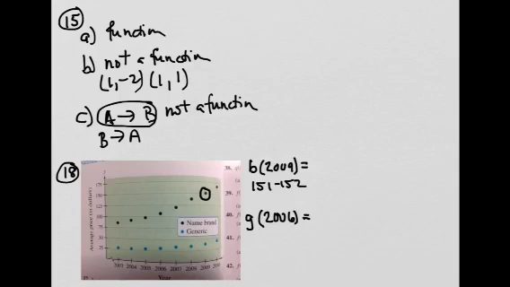G of 2006, we're looking at the blue dots. That's the generic graph, the graph with the generic data. And we're going to look at 2006, which is this one right here. Reading across, it's past 25 definitely. So I would say anywhere between 30, 31, around there would be good estimates for this problem. So $30 to $31.